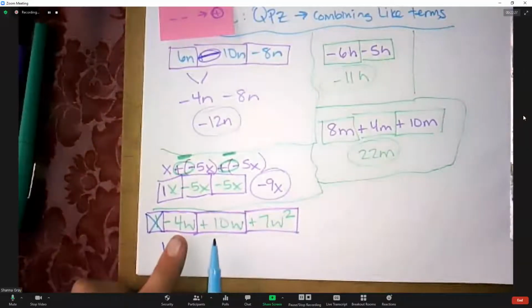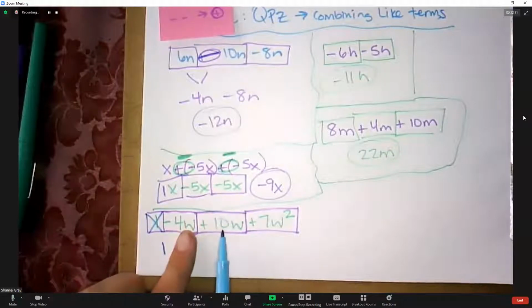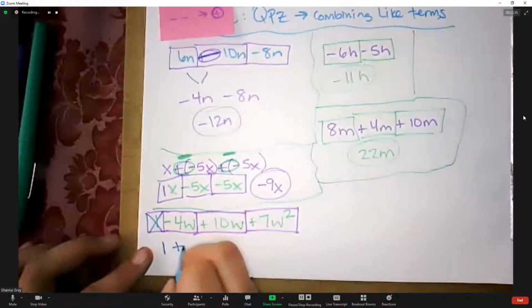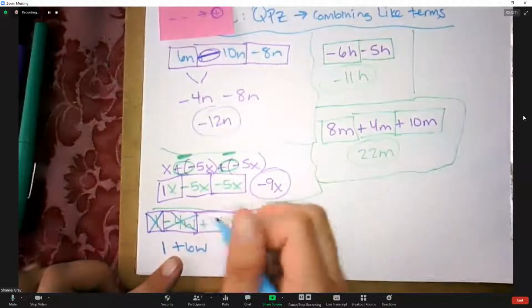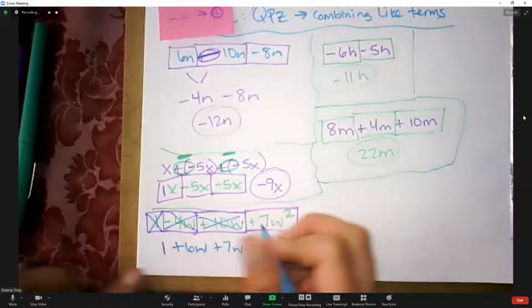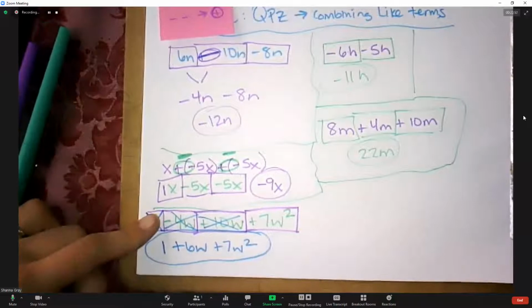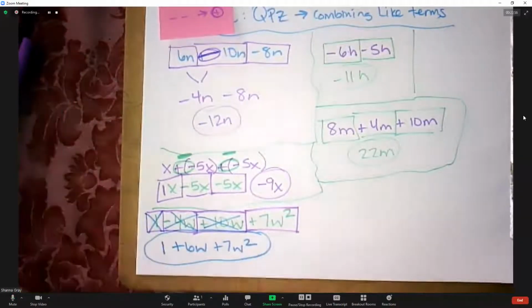I have -4W and a +10W here. So these two are like terms because they both just have a W. So -4 plus 10 is 6, +6W. So notice that +6 is what makes that plus symbol in the middle. This is the only term that has a W squared, so that's just going to stay the way it is. And that's my answer. But you'll notice when you start getting problems like this on IXL, it's going to start giving you an option to put an exponent in here.